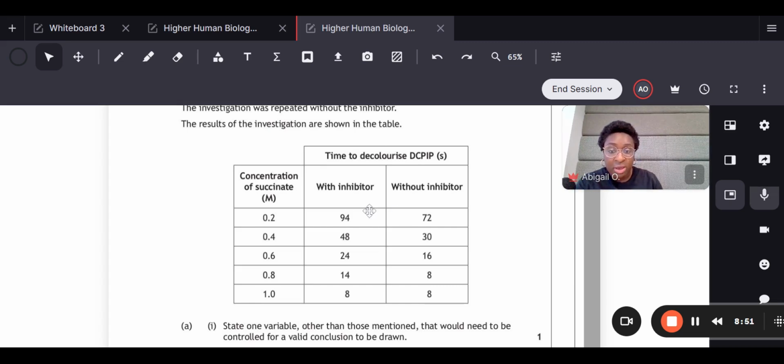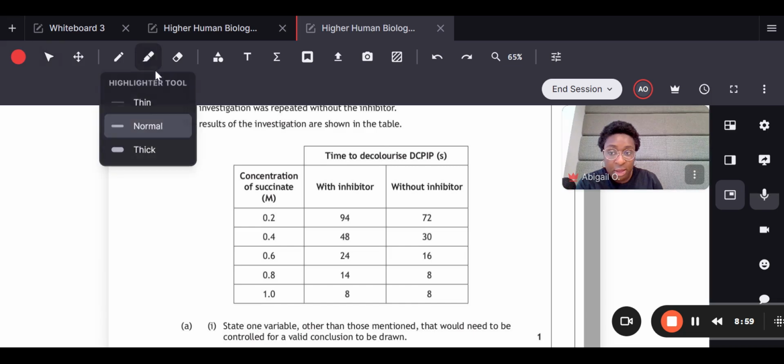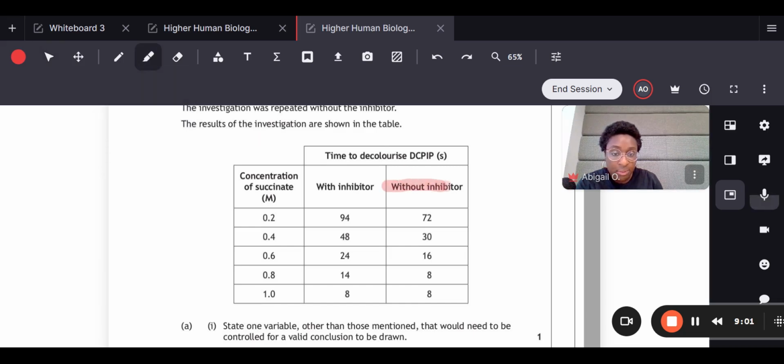So with an inhibitor, we're taking 94 seconds. Without the inhibitor, we're taking 72 seconds at 0.2 succinate concentration. If we focus on without inhibitor for a second, we just look over here, we can see that the fastest we get to is 8 seconds to decolorize the DCPIP. So that's kind of what we could say is the maximum rate of the reaction. That's as fast as the reaction is going to go. It's going to take 8 seconds. And that happens at 0.8 succinate concentration and at 1.0 succinate concentration as well.